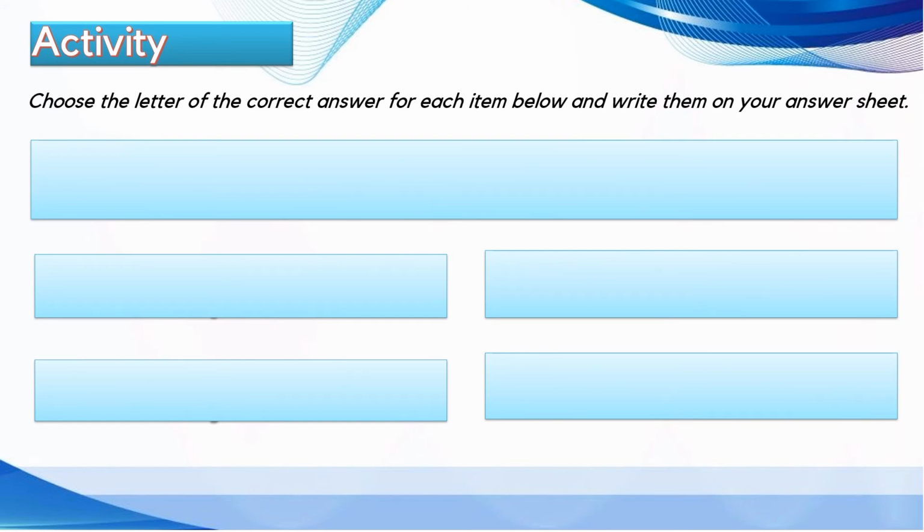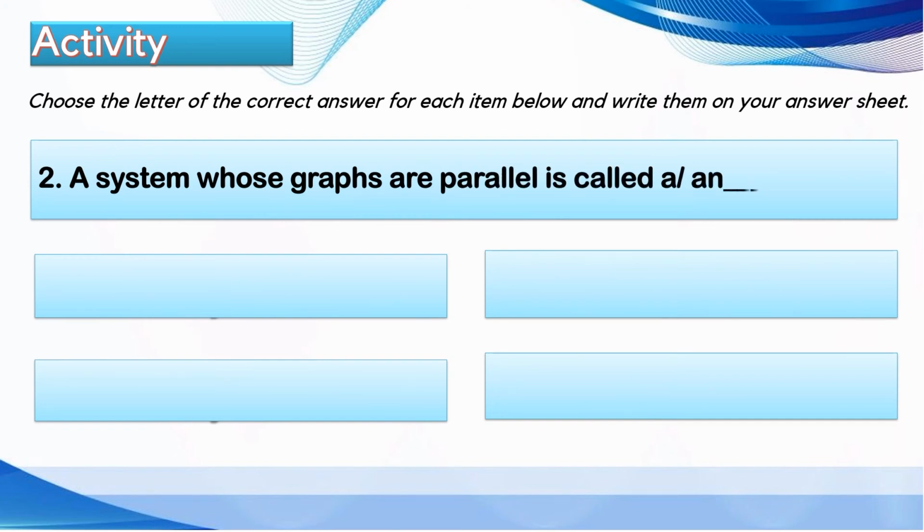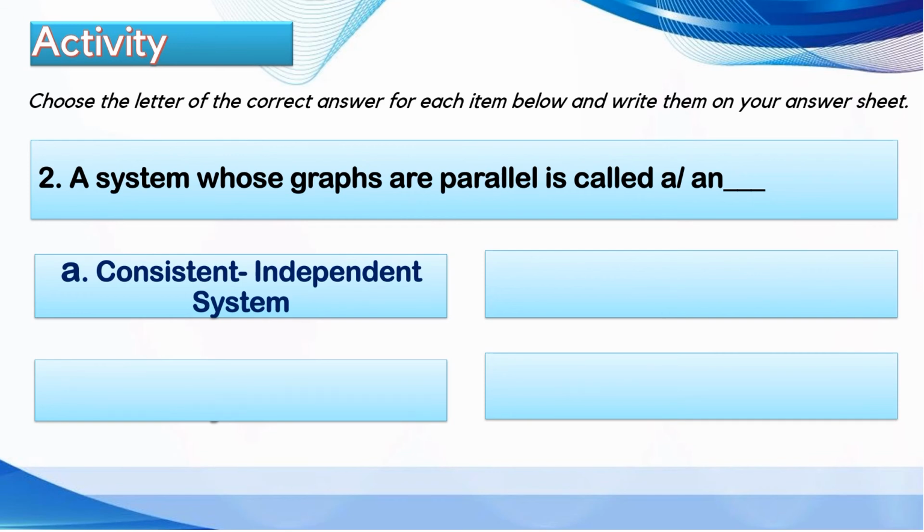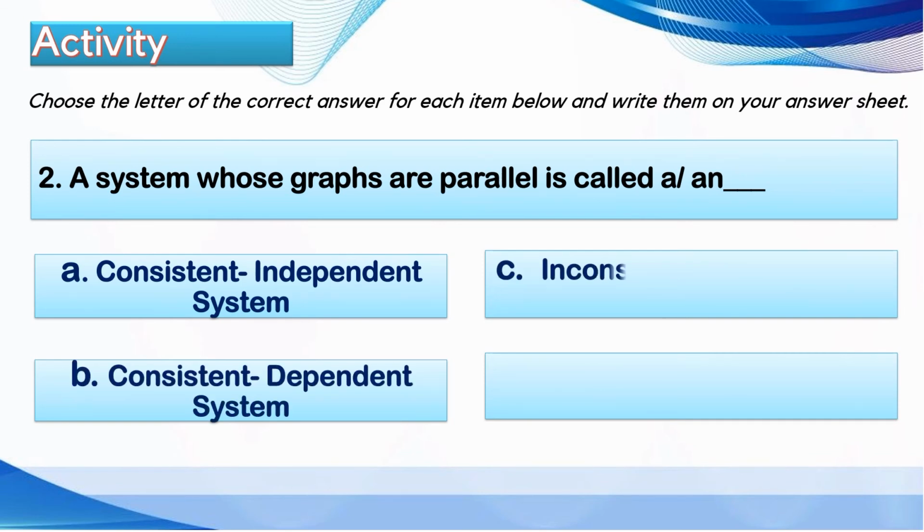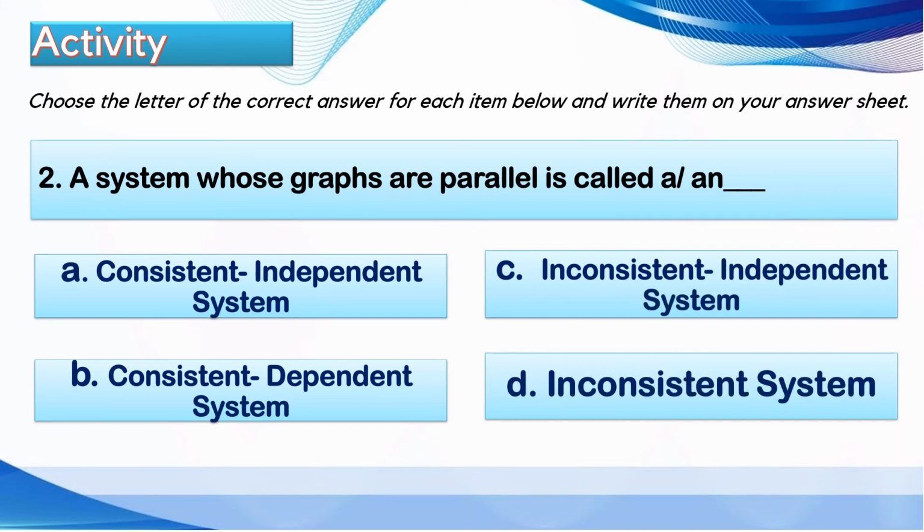Question number 2. A system whose graphs are parallel is called a blank. A, consistent independent system. B, consistent dependent system. C, inconsistent independent system. Or D, inconsistent system. You have 5 seconds to answer the question. Time's up. The correct answer is letter D, inconsistent system.